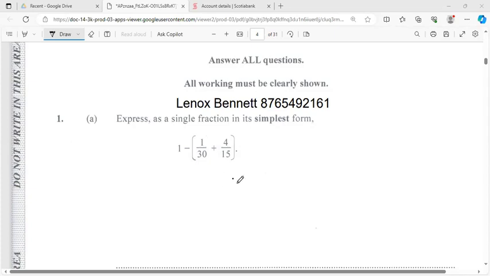Now when we're adding and subtracting, we must find the LCM of 30 and 15, which would be 30. That's the lowest number that both numbers can go into without a remainder.